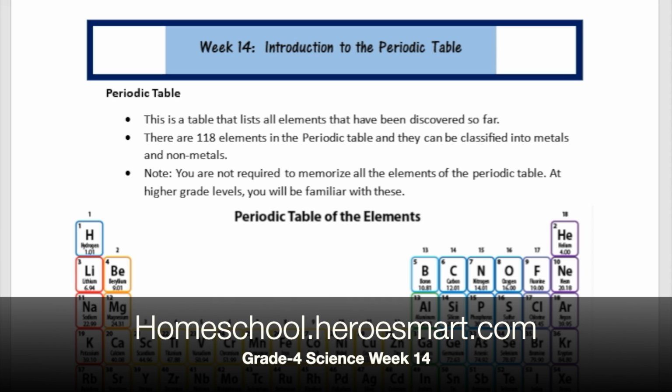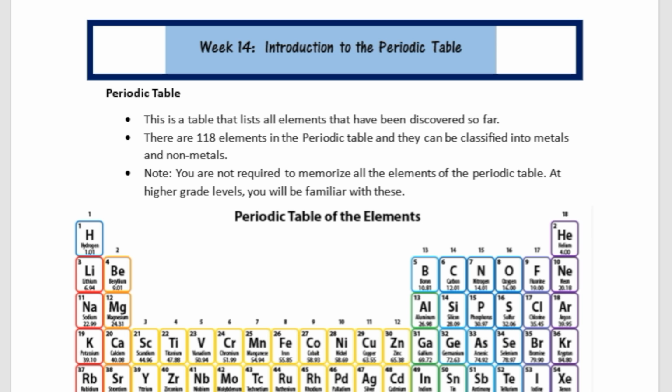Today we're going to be talking about an introduction into the periodic table. You may not have heard that before, but there is a table that you are going to be very familiar with as you study as a science student, especially by the time you get to high school and start studying chemistry. But we want to give you an overview of what a periodic table is right from now.